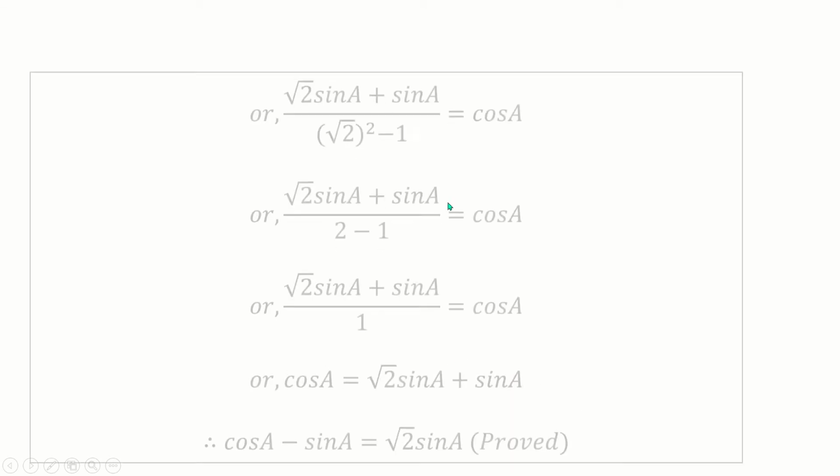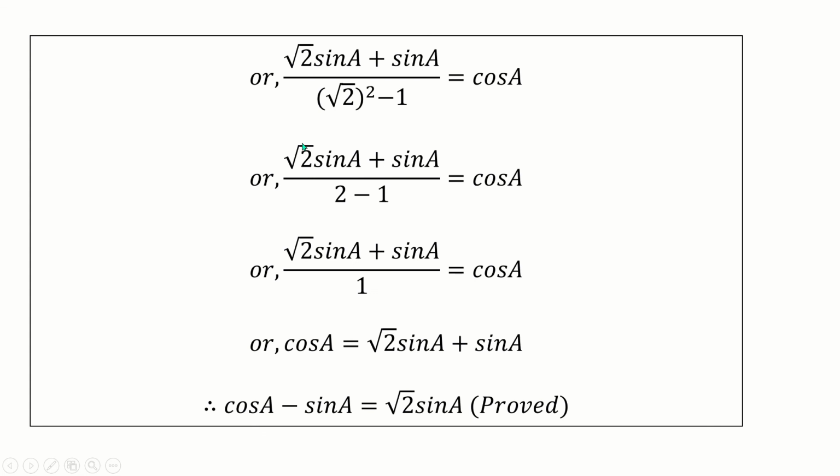Now follow the same condition: we multiply square root 2 sin a plus sin a by 2 minus 1, meaning 1. Now cross multiplication: this into this will give cos a, and that will be the right side, and now convert this into the left side and we will get the desired result. Clear everyone? Very easy.